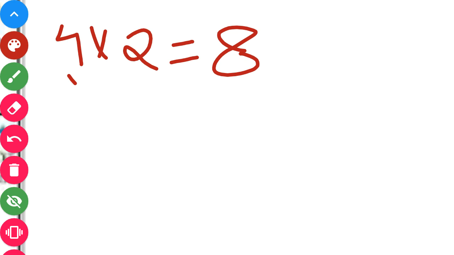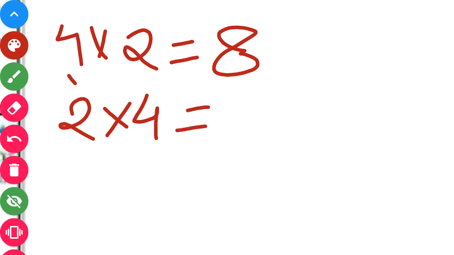Okay. Now let us see. 4 into 2. So 4 into 2 we will get 8. But if instead of 4 into 2 I write 2 into 4, now 2 fours again I will get 8. So see, I have changed the order.